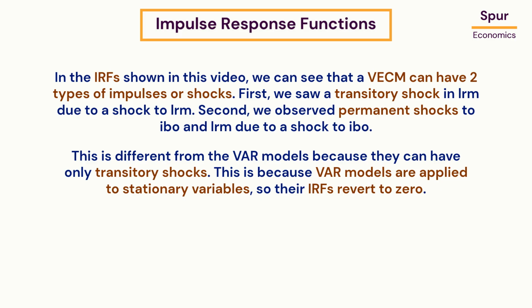In the IRFs shown in this video, we can see that a VECM can have 2 types of impulses or shocks. First, we saw a transitory shock in LRM due to a shock to LRM. Second, we observed permanent shocks to IBO and LRM due to a shock to IBO. This is different from the VAR models because they can have only transitory shocks. This is because VAR models are applied to stationary variables, so their IRFs revert to 0.